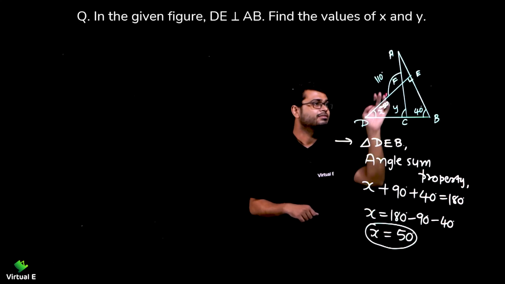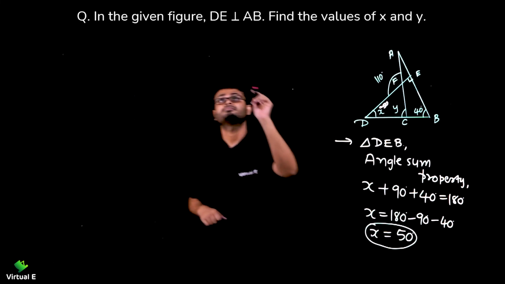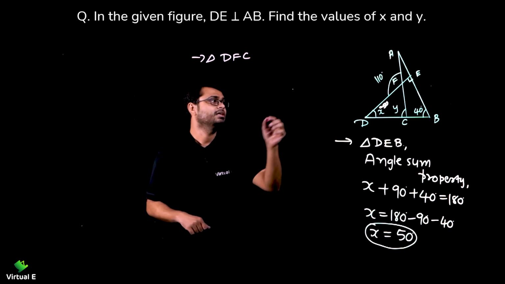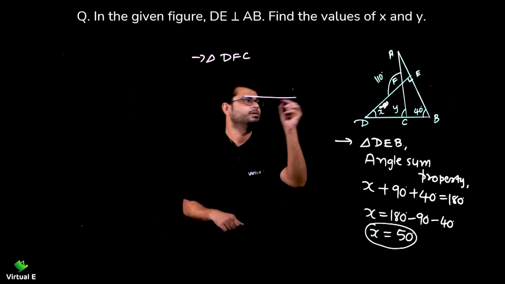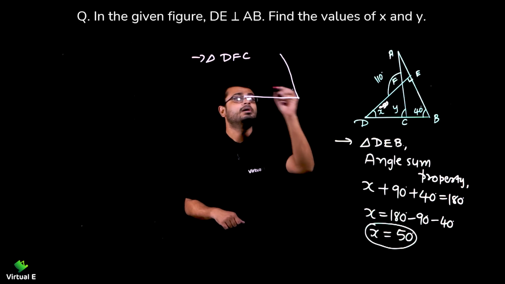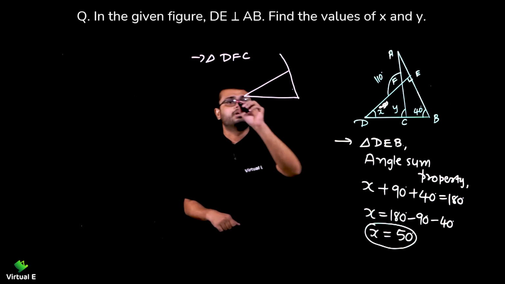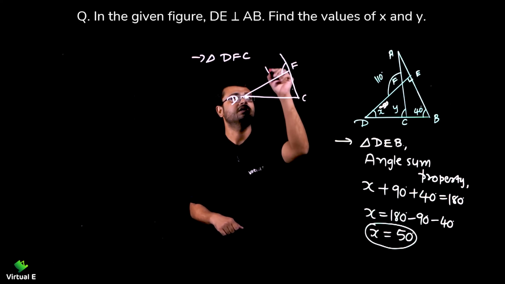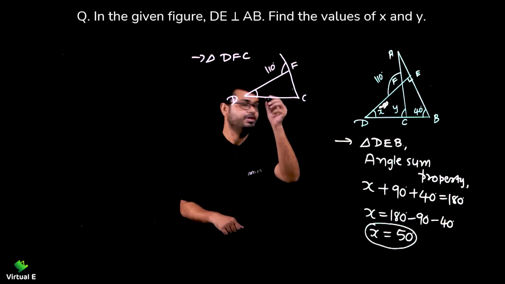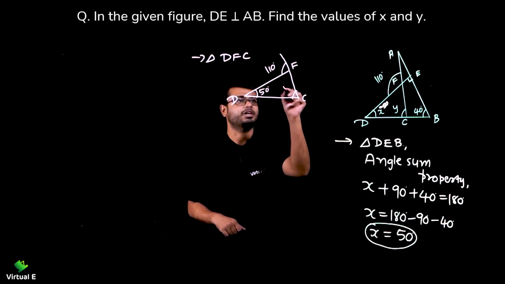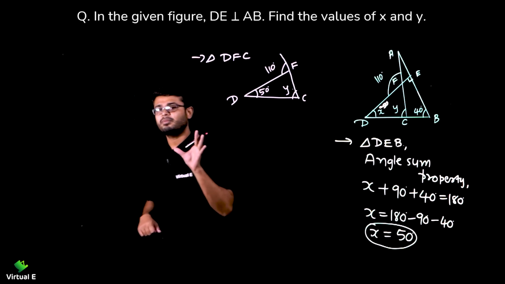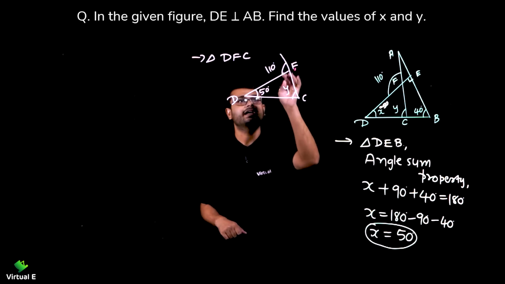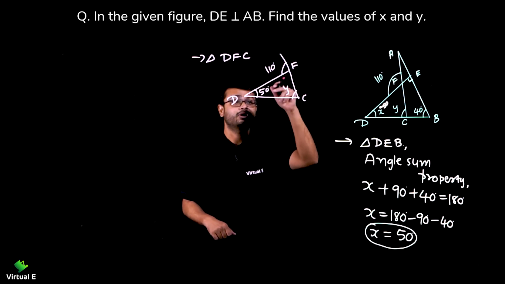Okay, for that focus on triangle DFC. Triangle DFC. If you can see properly here, let me just take a part of the figure. D, F and C. This is 110. This is X. We know that is 50 degree. And this is Y. Now, what theorem can we apply over here? Exterior angle theorem, right? 110 can be written as 110 equal to 50 plus Y.